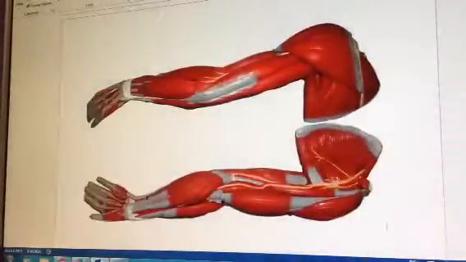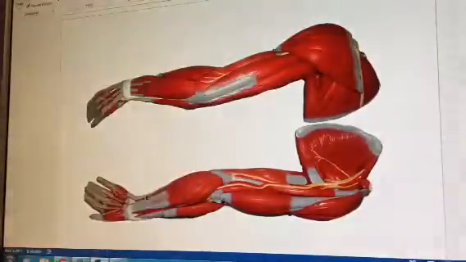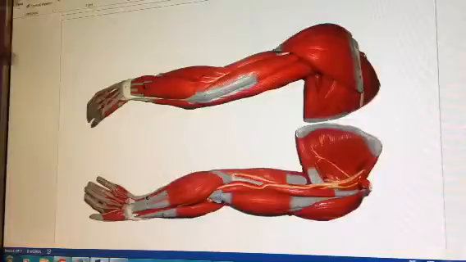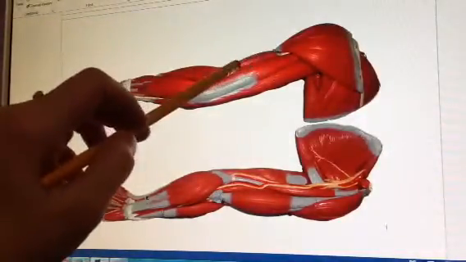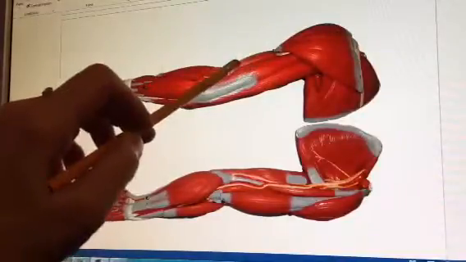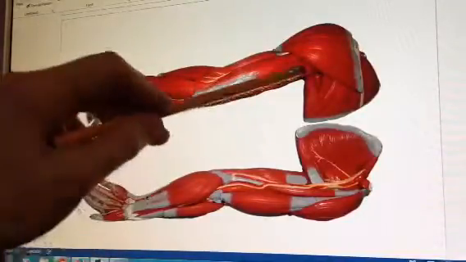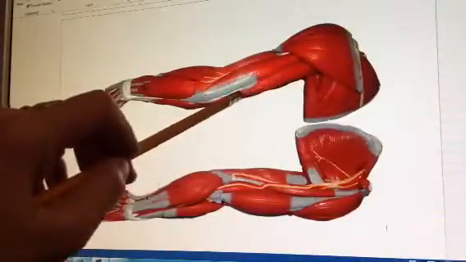So now we look at the muscles of the arm. Again, here's the deltoid over the shoulder, and then we have the muscle at the top of the arm, which is the biceps. This is the muscle that we can develop when we do arm curls. This allows us to flex the arm at the elbow. And then underneath that is the triceps. So on the back side of the arm is the triceps muscle.